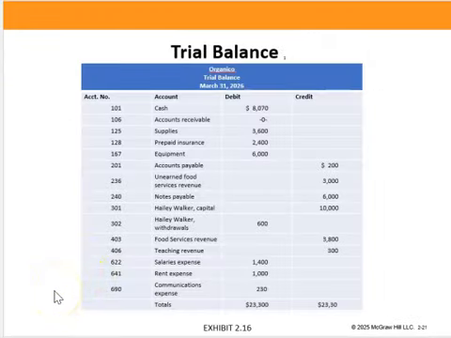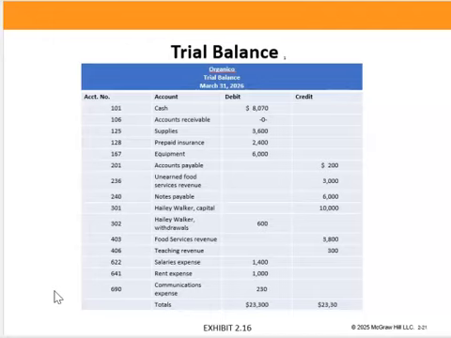You can see that here. The trial balance for Organico: we've got cash, then accounts receivable, supply, so you can see all of the asset accounts come first. Then we have the liabilities. Then we have the capital account. Then we have the withdrawal. Then we have the food service and teaching revenue accounts, and then the expenses.